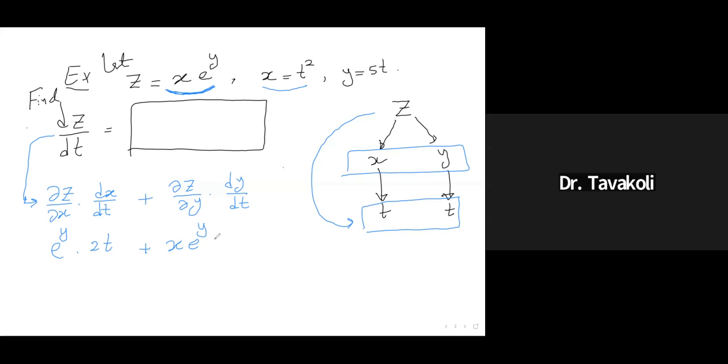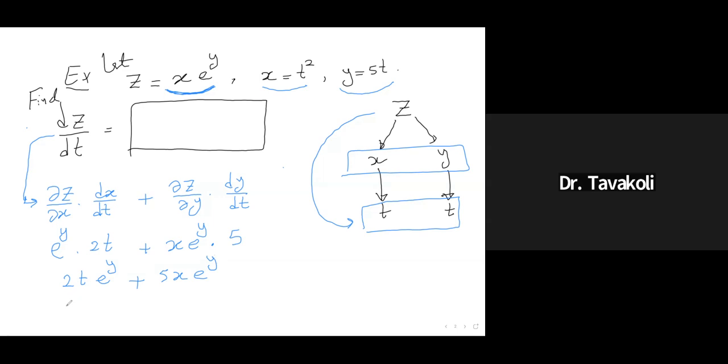And times the derivative of y with respect to t, the derivative of 5t is 5. So first of all, I write this in the standard form, 2t e to the y plus 5x e to the y. As I mentioned, I should write everything in terms of t.